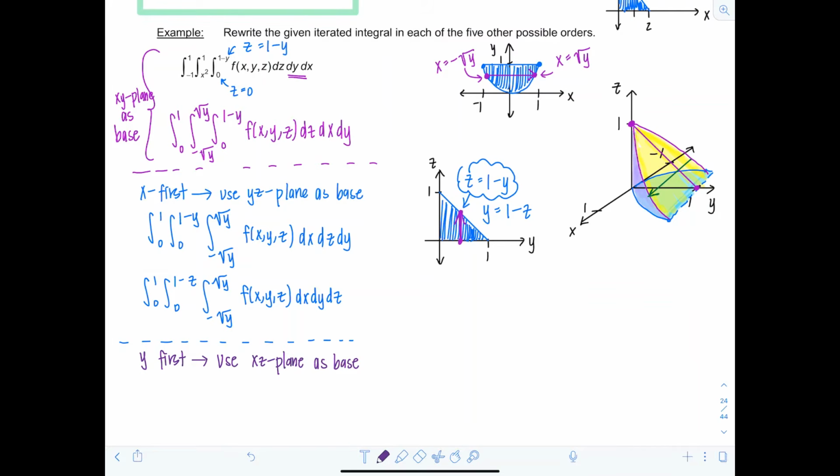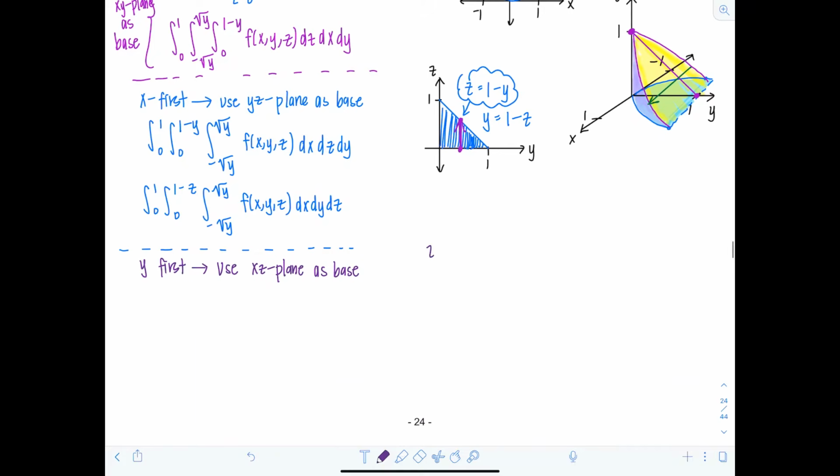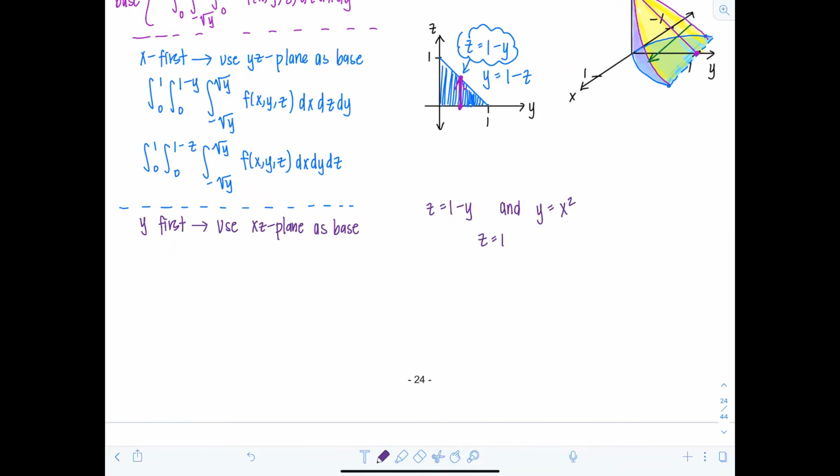So we know that z is equal to 1 minus y, right? That's that plane up there cutting it. And we have that y is equal to x squared. So if I substitute in x squared for y, then I get z equals 1 minus x squared. And that's going to be what our base region is in the XZ plane.